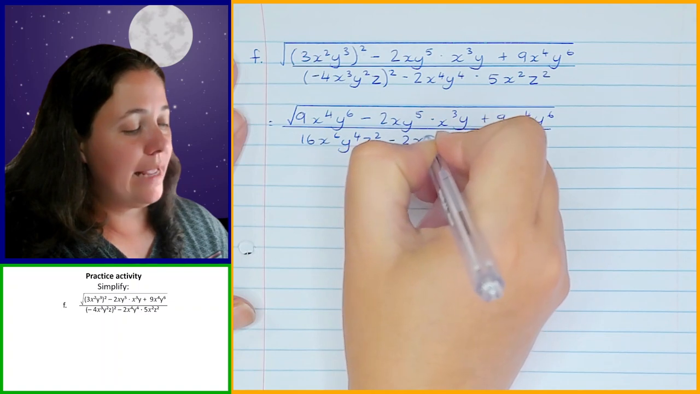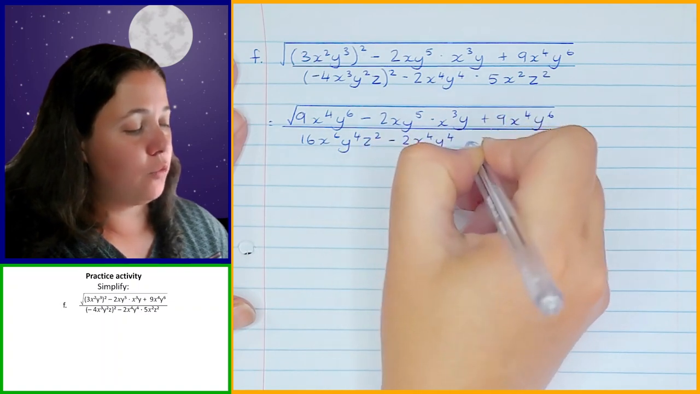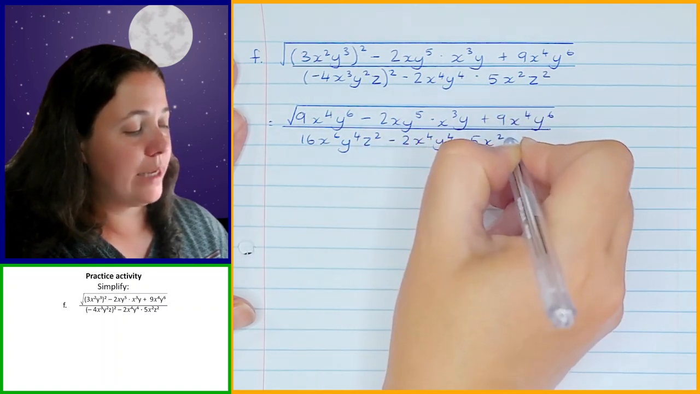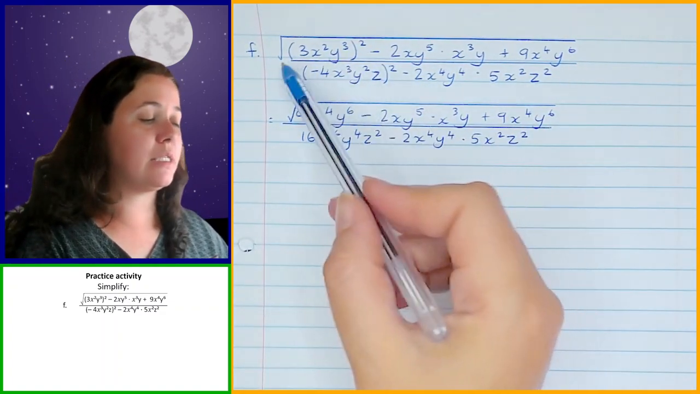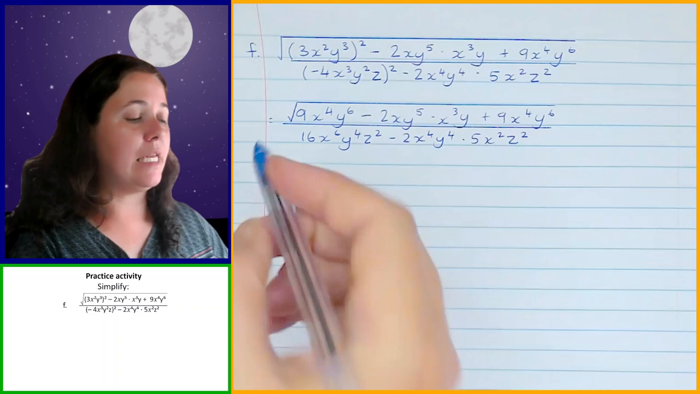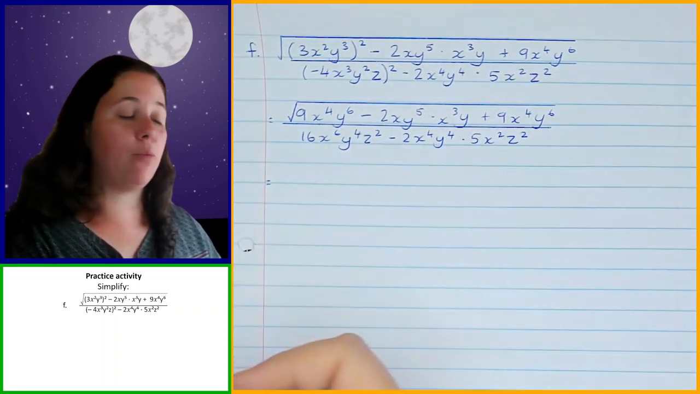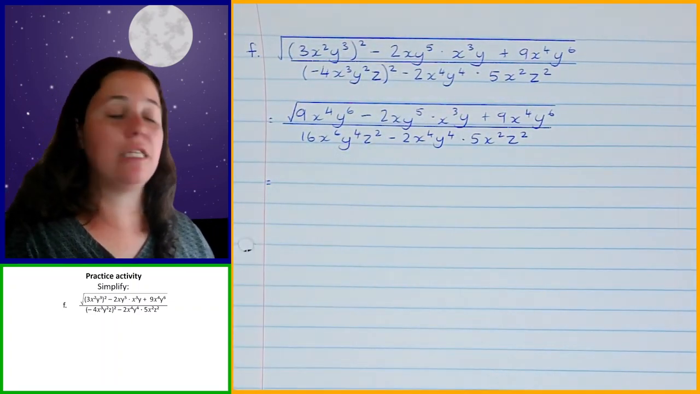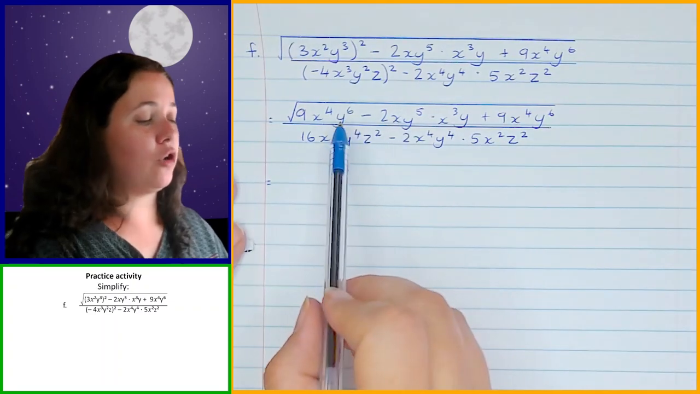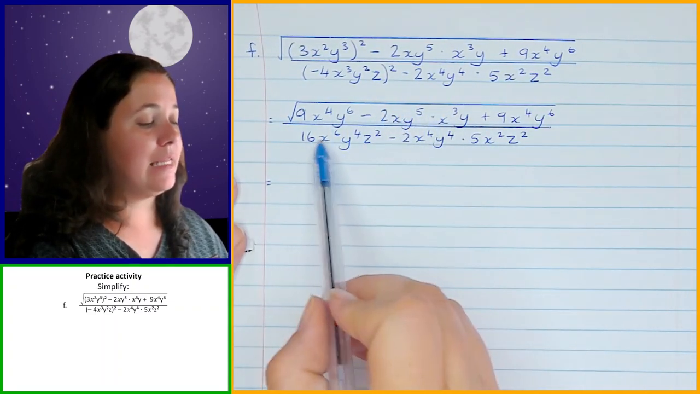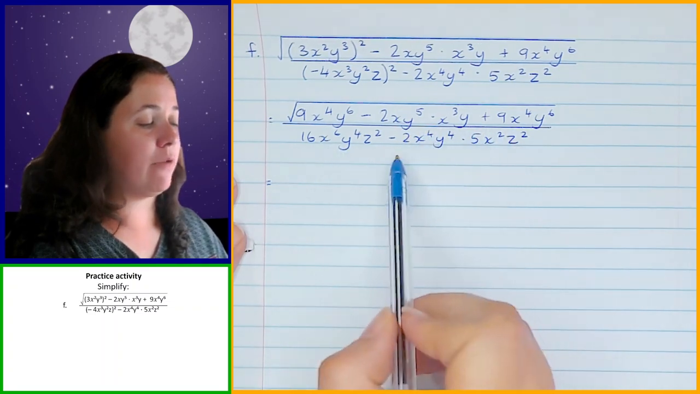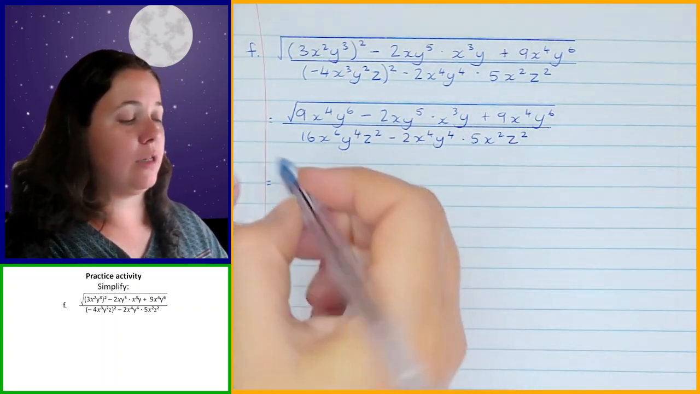Minus 2x to the power of 4, y to the power of 4, times 5x squared, z squared. So the first thing I did was I did my exponents over there and over there. Now I'm going to go to my next step, which is multiplication and division. So over here, I've got multiplication inside here to simplify, and inside here I've got multiplication to simplify over there. So I'm going to do that now as well.